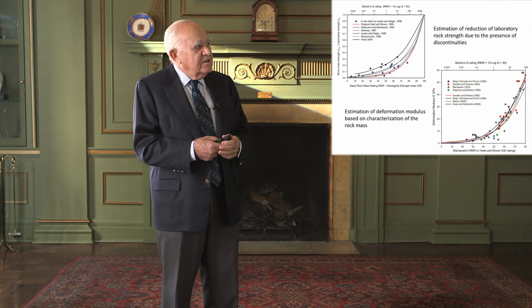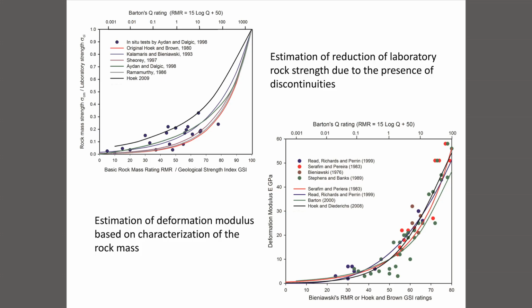One of the things they did do was to give us a feel for what the properties of a jointed rock mass might be. And so here are a number of plots from the different classifications, the top one showing the ratio of the rock mass strength to the laboratory strength. In other words, how much is the intact specimen you test in a laboratory degraded by the presence of discontinuities. So they would go up to 100% on the right-hand side, meaning intact rock, and as the rock mass rating or the geological strength index or Barton's Q rating decreases in value, the strength decreases. And similarly, the lower right is for the deformation modulus. How much does that decrease in terms of rock mass quality?